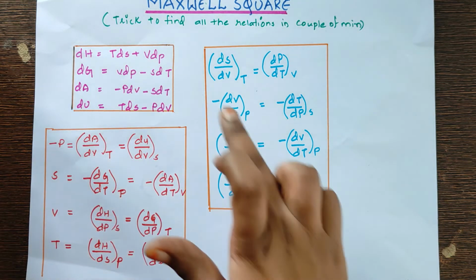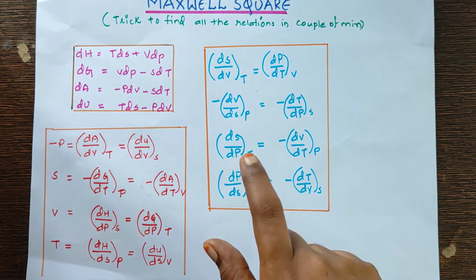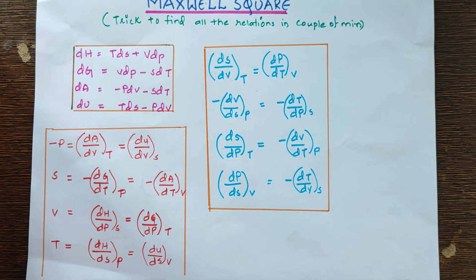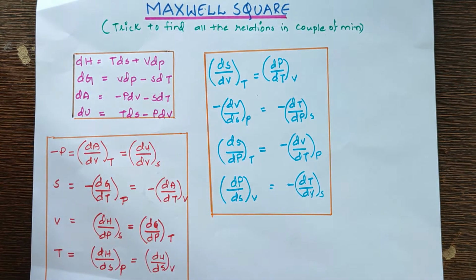So here are three boxes, and in these boxes we will try to derive each and every relation using a Maxwell trick, that is a Maxwell square. We are going to use a Maxwell square box so that we can solve the questions very easily. And at the end of this video, we must be able to solve every question related to these Maxwell relations. So let's start our video with this first box.